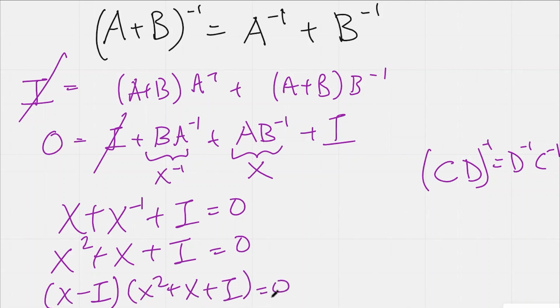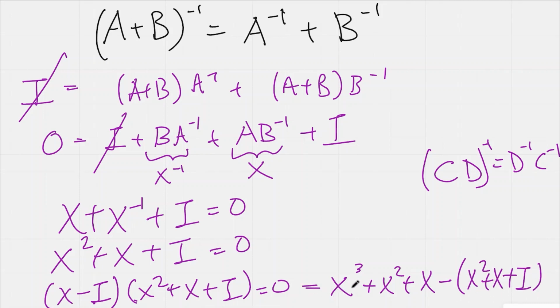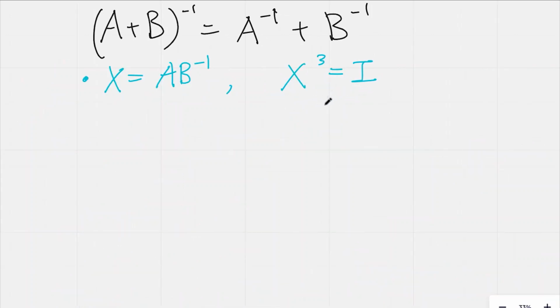Well, if I multiply this by X minus I, of course the right hand side is still going to remain 0, but the left hand side is, well, I'm going to get X times X squared, which is X cubed. Then I'm going to get X times X, which is plus X squared, but that's going to cancel with the minus X squared I get from this. So in fact, all the middle terms will cancel. So if I write it out in full, X cubed plus X squared plus X minus X squared plus X plus I, and this of course still equals 0. This X squared cancels with that X squared, this X cancels with that, so I get X cubed minus I is 0, so in other words, X cubed equals I.